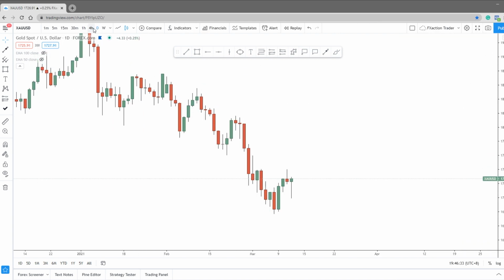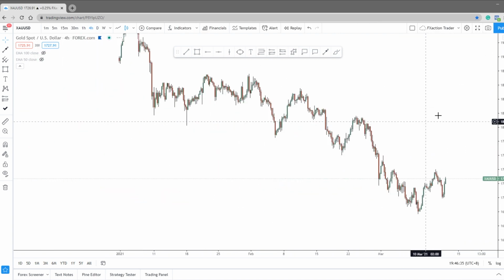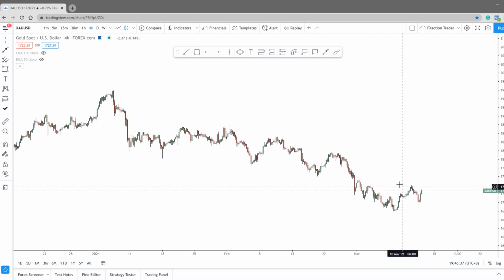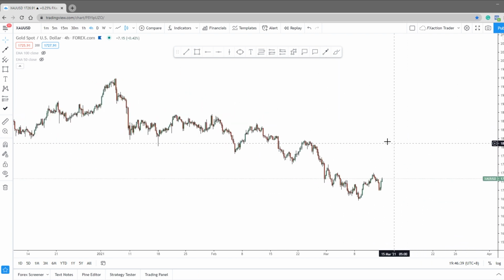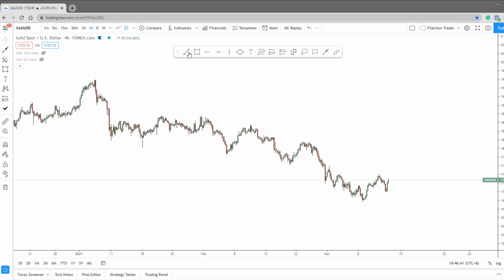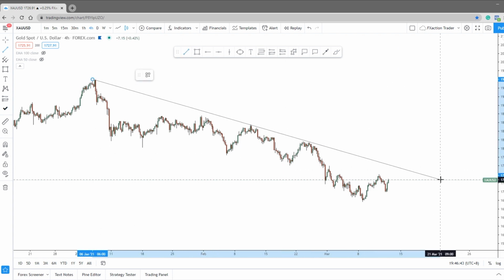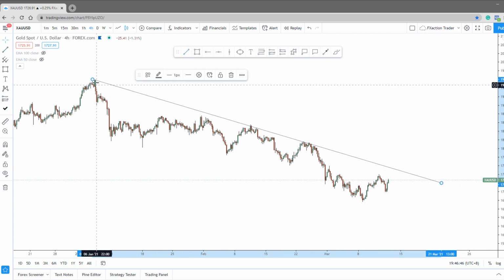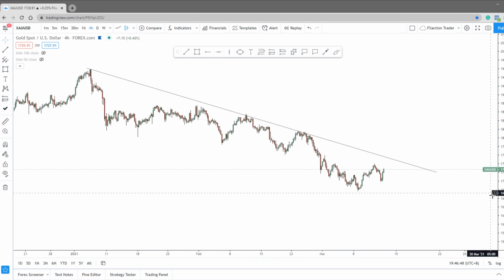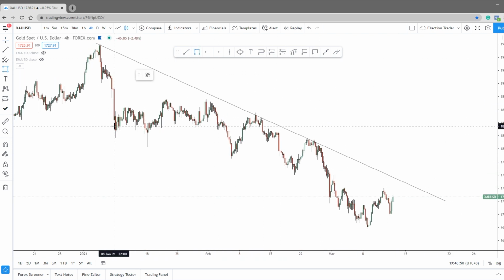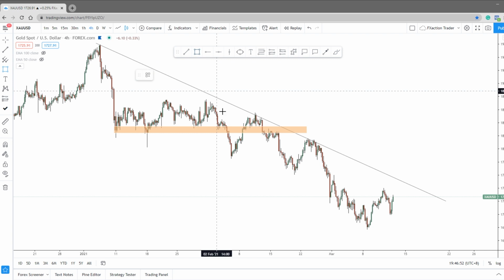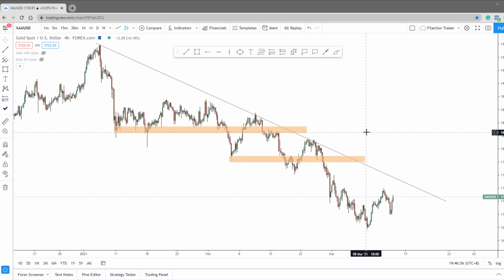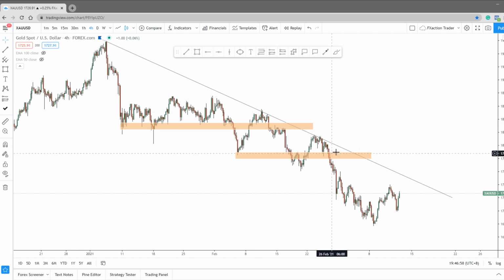Alright, so the gold on H4, we can still see that the market is in a sell structure. So let me zoom out and draw the trend line for you guys. The market somehow stays below this trend line, and we can see that the market has formed a few significant key levels, and these key levels have beautiful price action within the level.